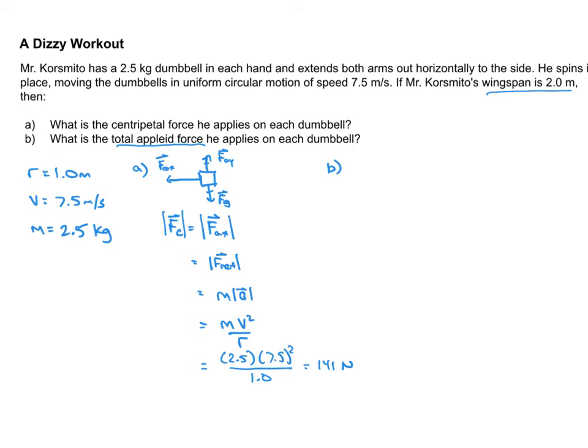The total applied force. Well, then we have to also take into account the y component, because he's also applying a little bit of force to keep it raised up at a level height, and that's going against gravity. So the y component of his applied force will equal the force of gravity in magnitude, which equals mg. So that'll be 2.5 kilograms times 9.8 newtons per kilogram. And let's see what we get there. 24.5 newtons.